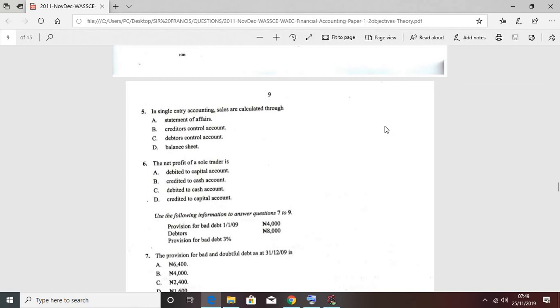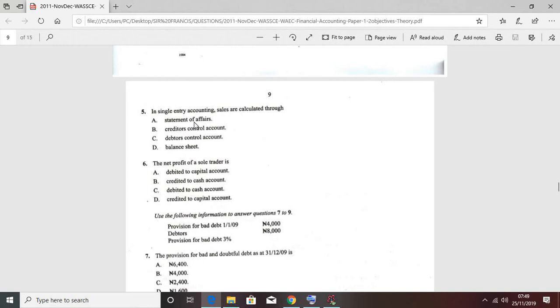The question is saying that in single entry accounting, sales are calculated through what? Or in other words, sales are gotten through which account when you are in the realm of single entry. So let's see. Option A says statement of affairs. Now, statement of affairs, we use it to ascertain the capital for the entity. So it cannot be the answer.